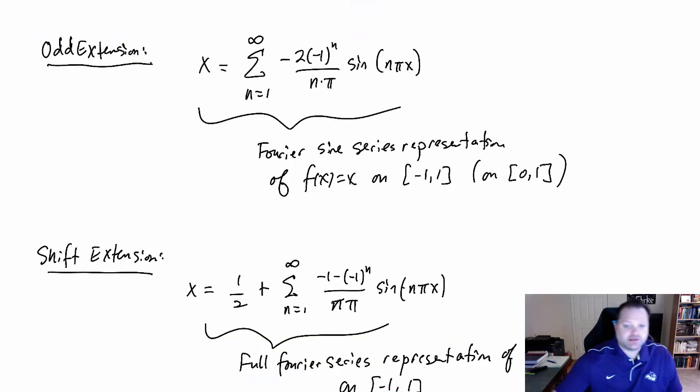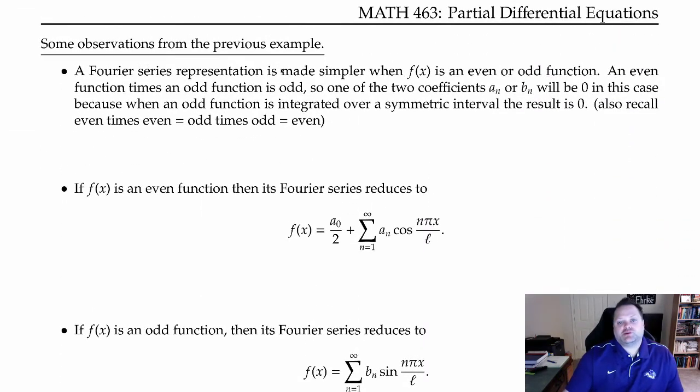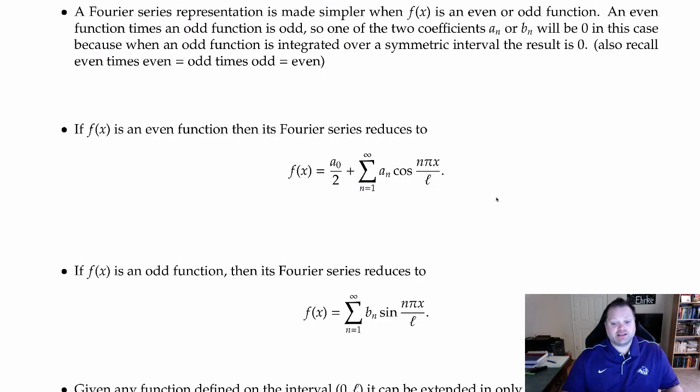There are several lessons that I want you to take away from this. The first is Fourier series representations are always made simpler when your function is either even or odd. An even function times an odd function is odd, so one of the two coefficients will be 0 in this case. So if you're using the even extension or the odd extension, you'll never get the full Fourier series because the even extension makes the function even, so you'll only ever get the Fourier cosine series, and the odd extension makes the function odd, so you'll only ever get the Fourier sine series.